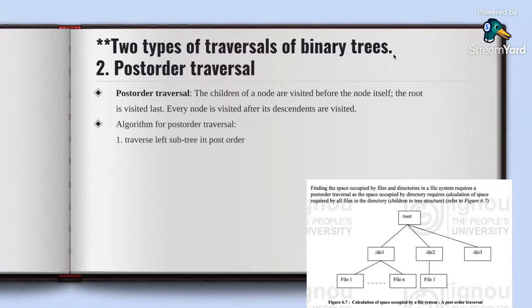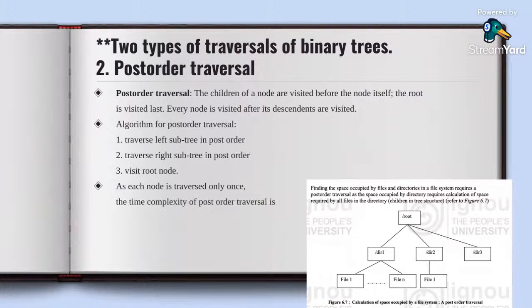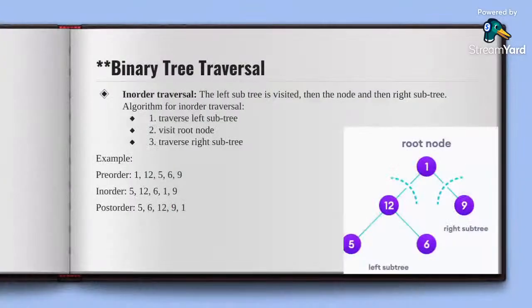Algorithm: traverse the left subtree in post-order. Post-order means bottom to top. Then traverse the right subtree in post-order. Then visit the root node. Each node is traversed only once. The time complexity of post-order traversal is T(n) = O(n), where n is the number of nodes.